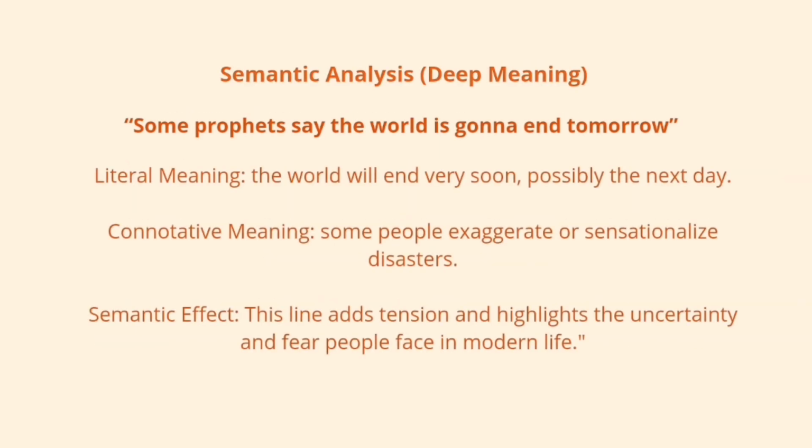And the next line, "some prophets say the world is gonna end tomorrow." In literal meaning, prophets predict that the world will end very soon, possibly the next day. Connotative meaning: this reflects the fear and anxiety we feel about crises in the world. It may also critique how some people exaggerate or sensationalize disasters. And semantic effect: this line adds tension and highlights the uncertainty and fear people face in modern life.